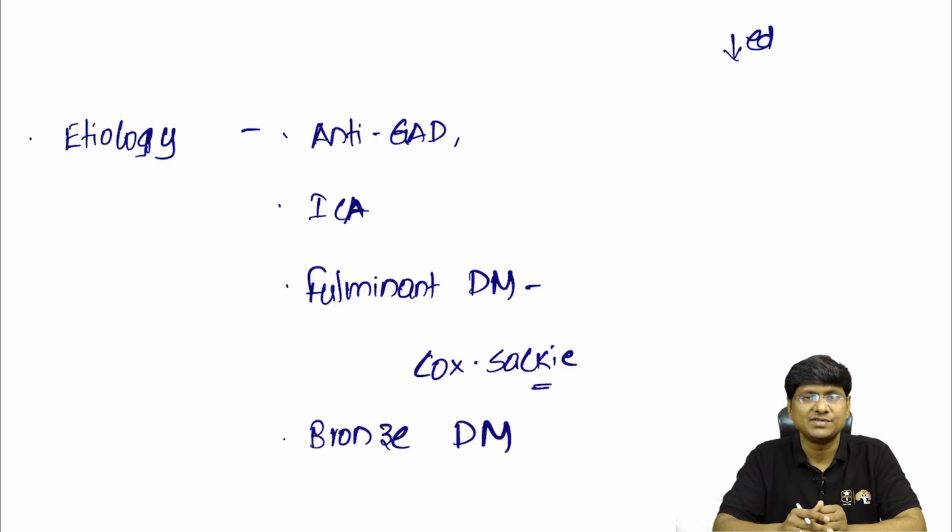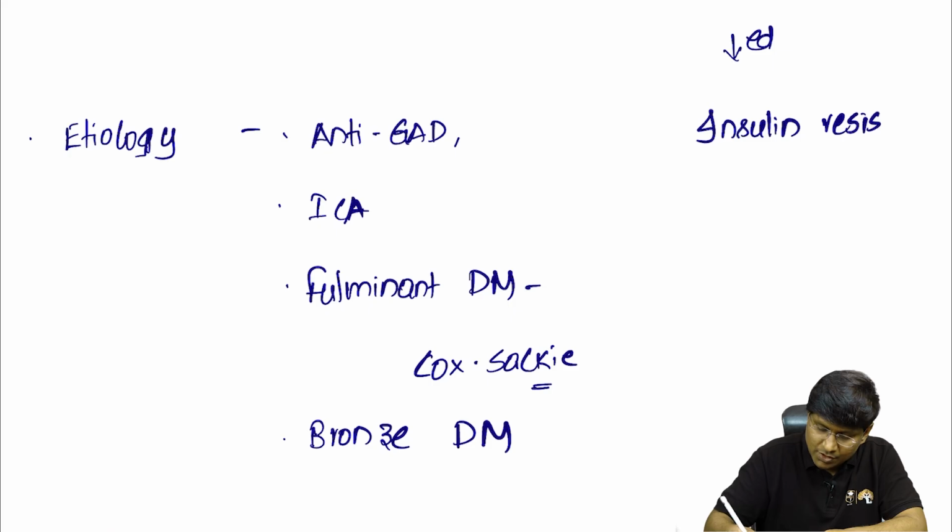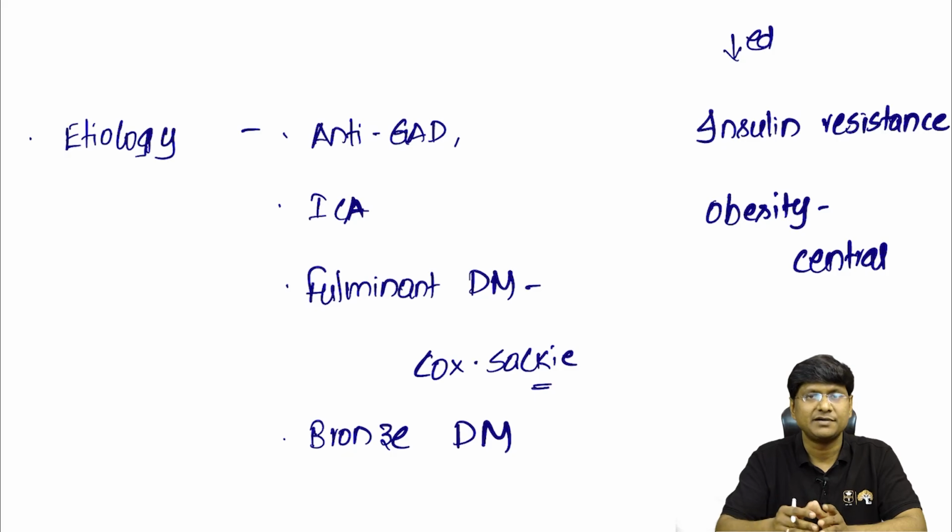Then we have the next important form of diabetes mellitus called bronze diabetes mellitus. Bronze diabetes mellitus is observed in case of hemochromatosis, where there will be cirrhosis of liver, type 1 diabetes mellitus and bronzing of the skin. That is what is your bronze diabetes mellitus. Whereas in type 2 diabetes mellitus, the important pathogenesis is insulin resistance. Now, what is the risk factor for the development of insulin resistance? That is obesity, and that too central obesity or abdominal fat, that is the important risk factor for the development of type 2 diabetes mellitus.